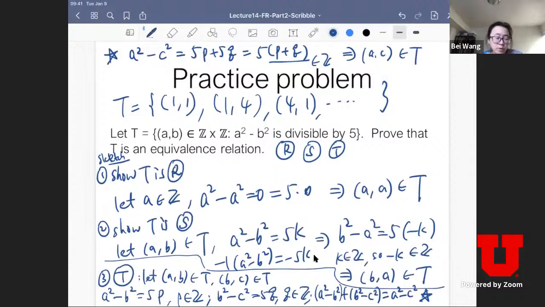So now I have shown that relation T is reflexive, symmetric, and transitive. Therefore, it is an equivalence relation. That is the end of the proof.